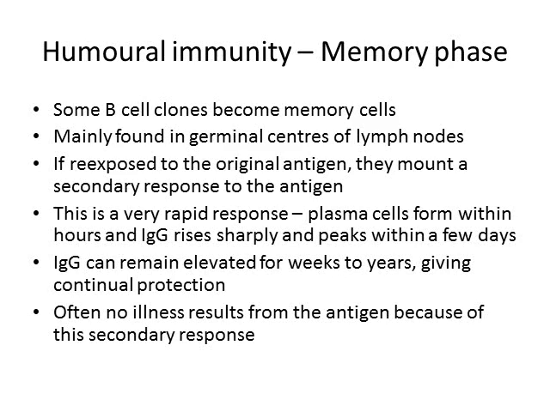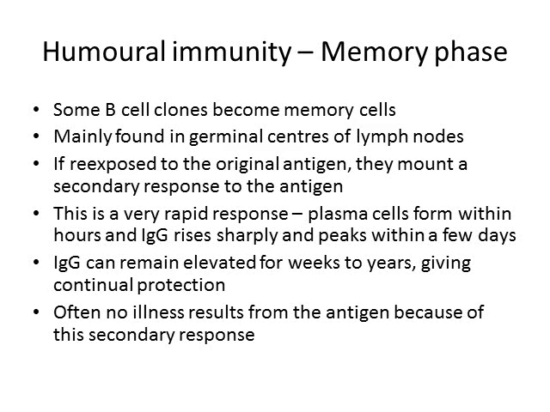Okay, so some B cell clones become memory cells, as plasma cells, and they mainly sit and stay in the lymph nodes, and they don't activate immediately. They wait for re-exposure to the original antigen, and if they detect that original antigen in the lymph fluid, they very rapidly respond. They churn out immunoglobulin G within a few hours of being exposed to that antigen.